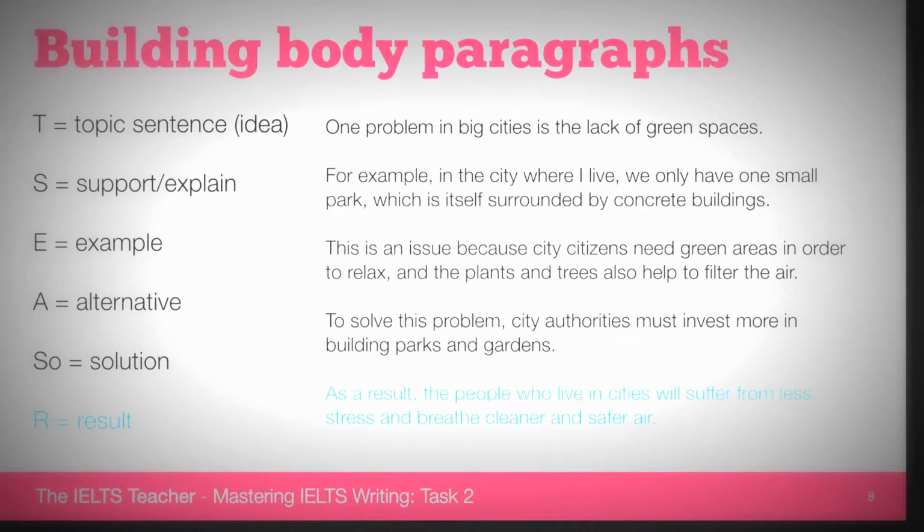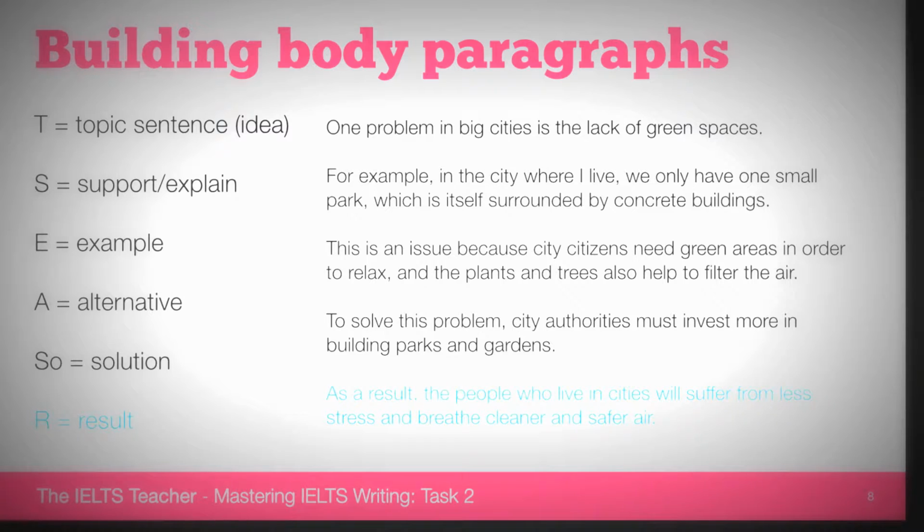Really important for coherence and cohesion if you want to score a band 7 or above. So as a result, the people who live in cities will suffer from less stress and breathe cleaner and safer air.